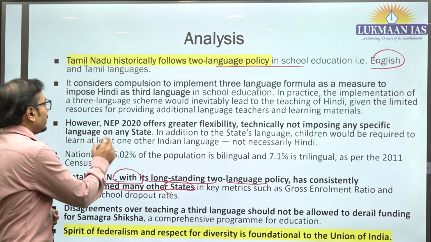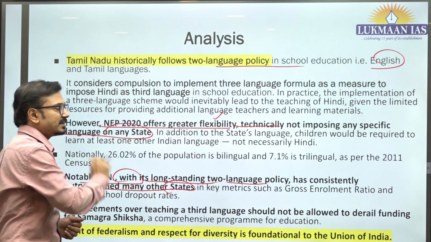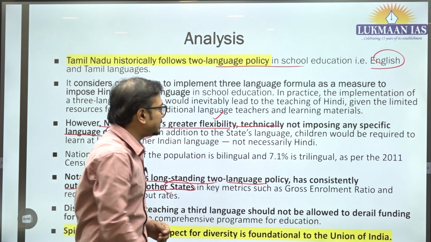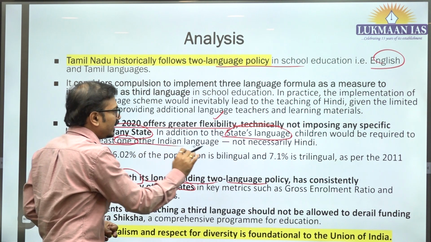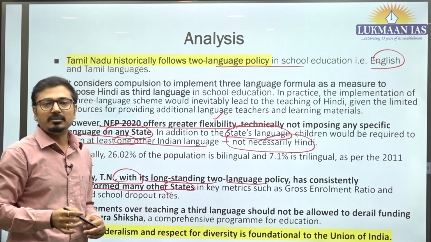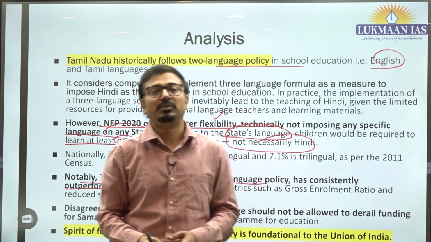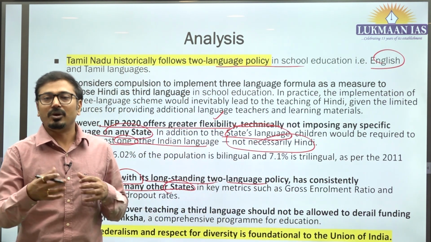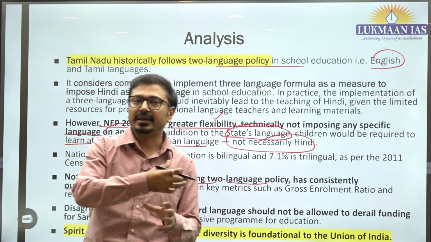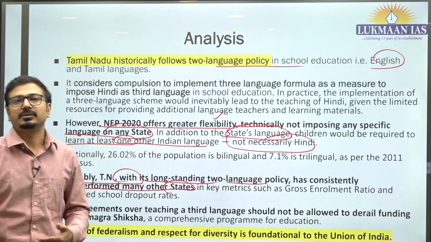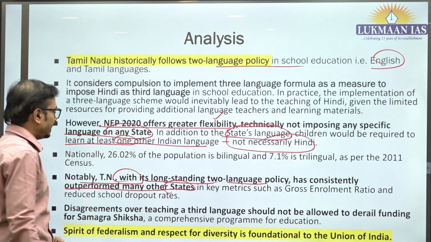Second thing, NEP 2020 offers greater flexibility and technically does not impose any specific language on any state. That means in addition to the state's language, children would be required to learn at least one other Indian language and not necessarily Hindi. So the Tamil Nadu government can introduce other languages of the southern states, wherein people move from Chennai to Bangalore for work, or to Kochi, or from Kerala to Bangalore, Kerala to Chennai. They can introduce those languages as a 3rd language. So it is not a compulsion that Hindi should necessarily be introduced.